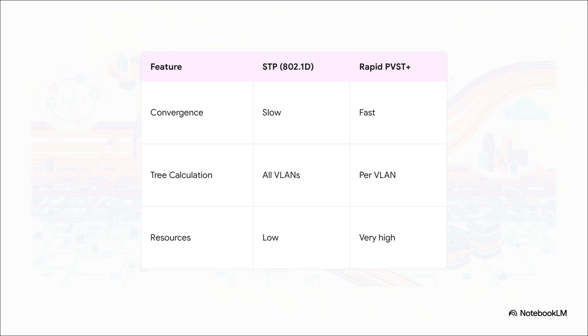Now, the original STP was awesome, but it was kind of slow. Rerouting could take 30, even 50 seconds. I mean, that's an eternity in the digital world. It was like pulling out a paper map to find a detour. Modern versions, like Rapid PVST+, are unbelievably fast. We're talking about switching over in less than a second. It's literally the difference between that old paper map and an instant GPS update. And for today's networks that have to be always on, that's absolutely essential.